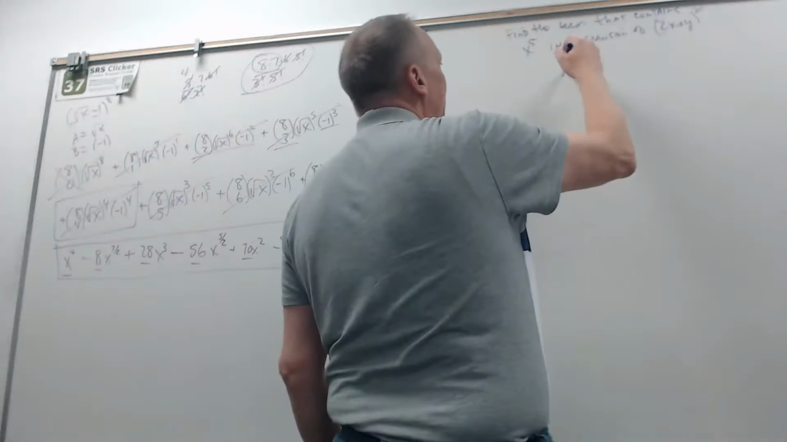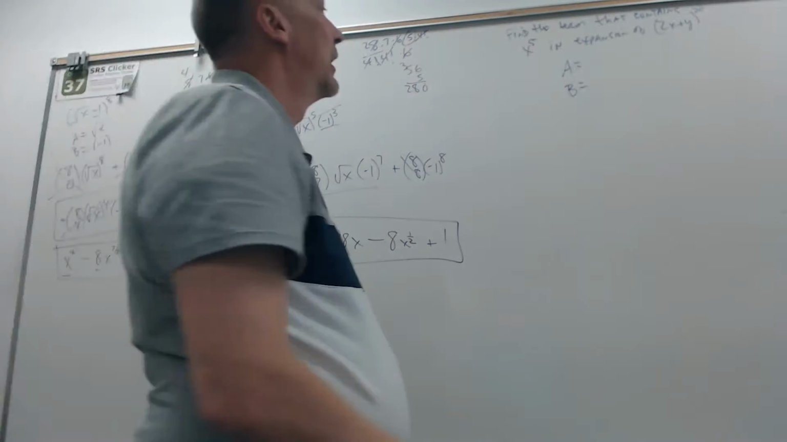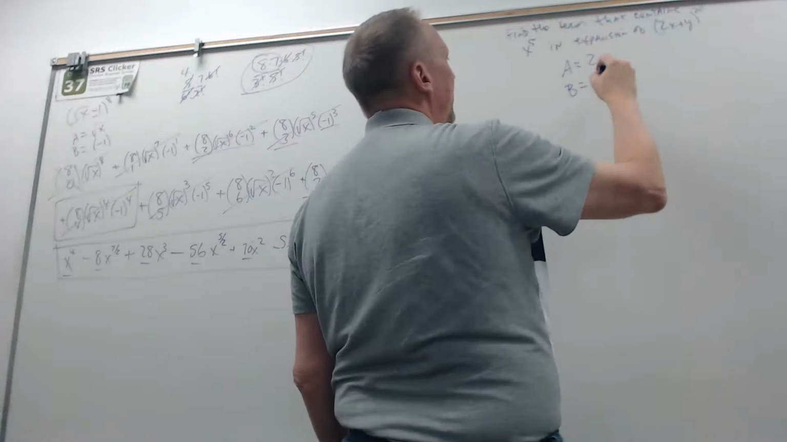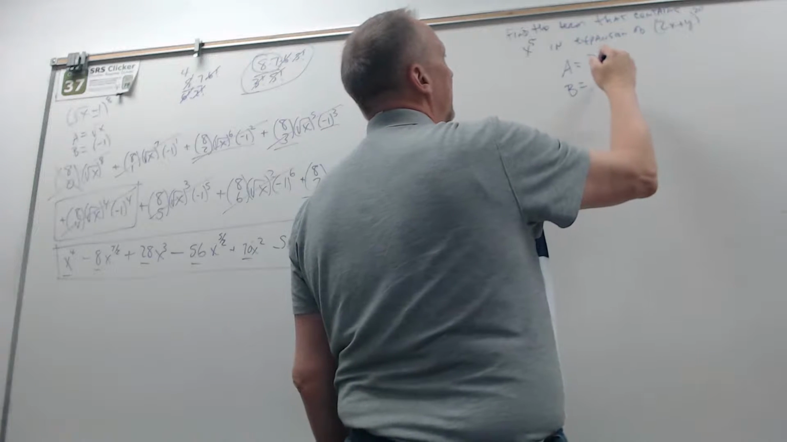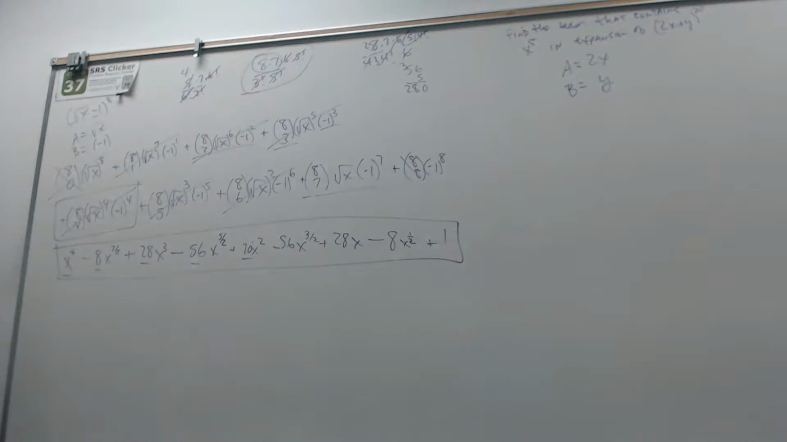So what does A equal in this case, and B equal? A is going to equal 2x and B is going to equal y. Okay?